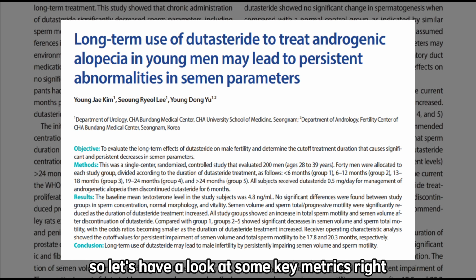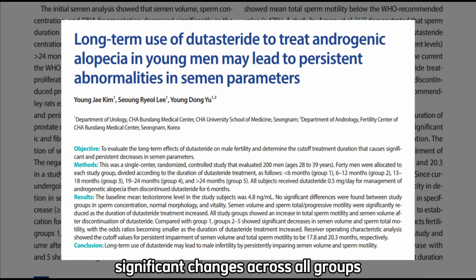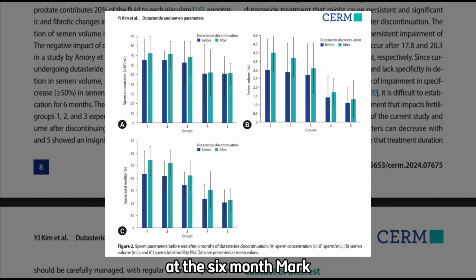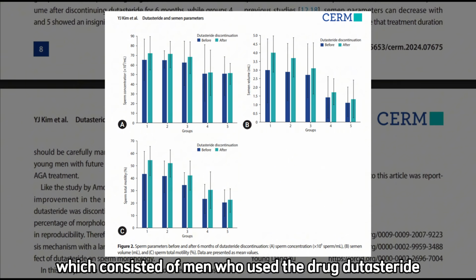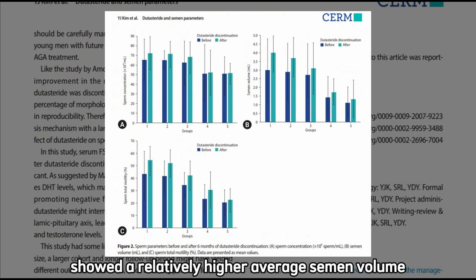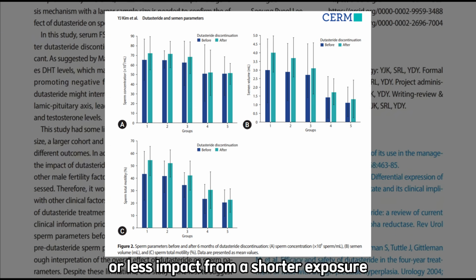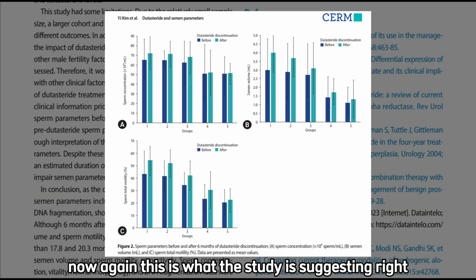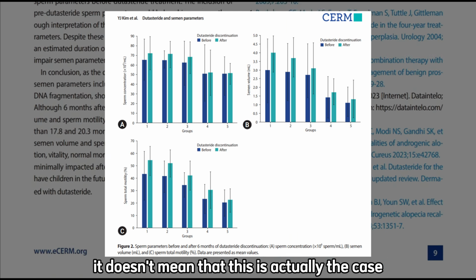So let's have a look at some key metrics, right? So the semen volume exhibited significant changes across all groups in the Kim et al. study. Initially, at the 6-month mark after discontinuation of dutasteride, Group 1, which consisted of men who used the drug dutasteride for less than 6 months, showed a relatively higher average semen volume, suggesting a quicker recovery or less impact from a shorter exposure. Now again, this is what the study is suggesting, right? Keep that in mind. It doesn't mean that this is actually the case.